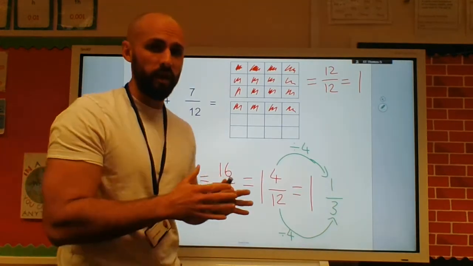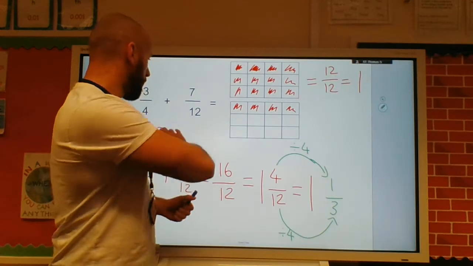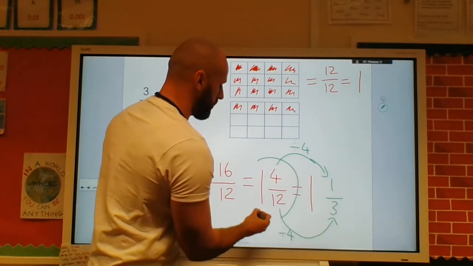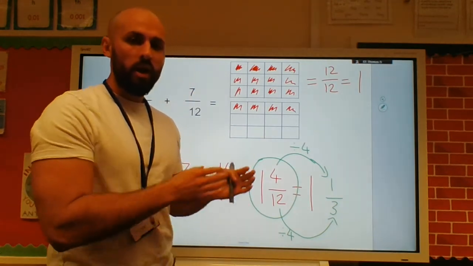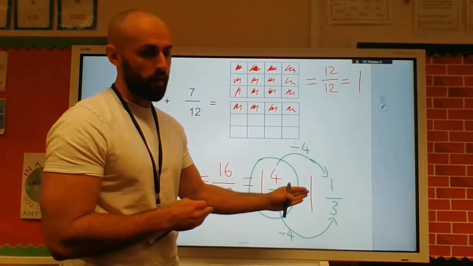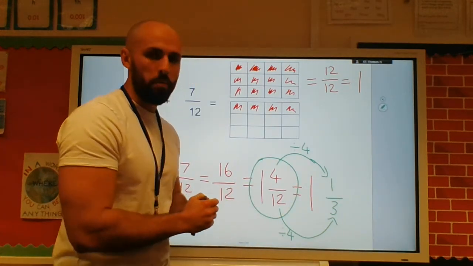Tricky stuff today. Focus on getting your answer as a mixed number. Okay? If you're struggling to simplify, don't worry about that today. Just get your answers into a mixed number.